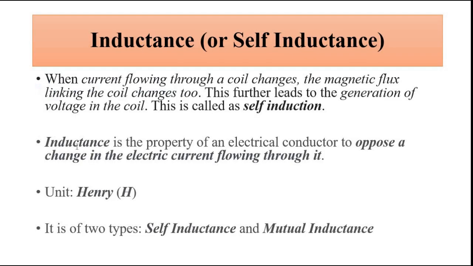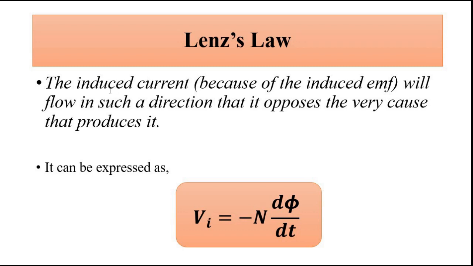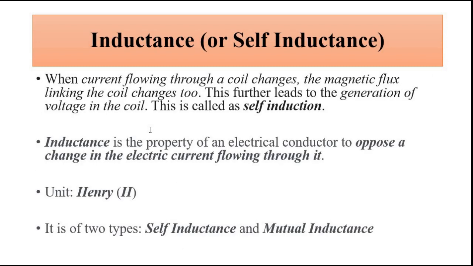So what is inductance? It is the property of an electrical conductor to oppose a change in the electric current flowing through it. If you pay close attention to this definition, it is in accordance with Lenz's law. Why? Because Lenz's law states that the induced EMF or induced current will always flow in such a direction that will oppose the very cause that produces it. So the cause of generation of EMF is flux. The cause of generation of flux is current. So opposing that is the inductance.